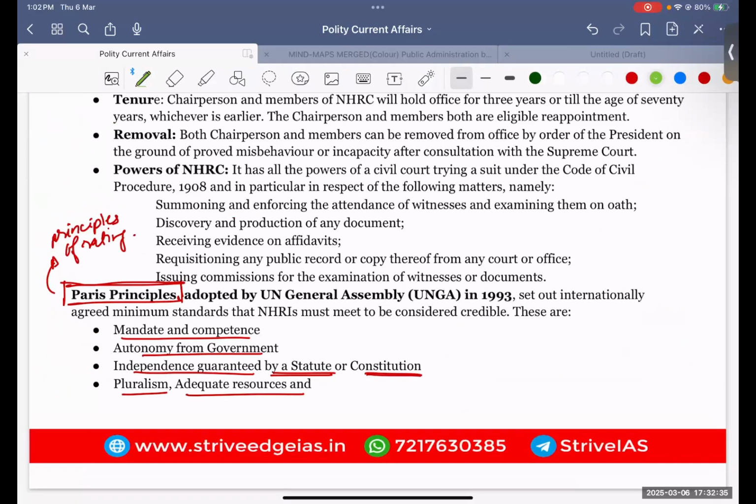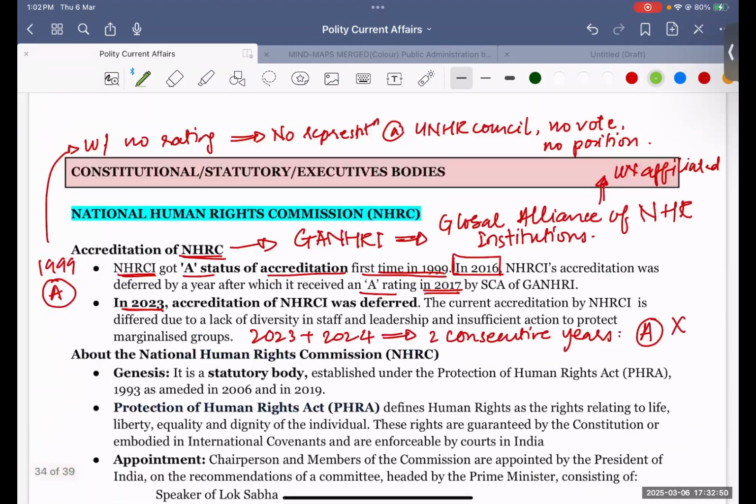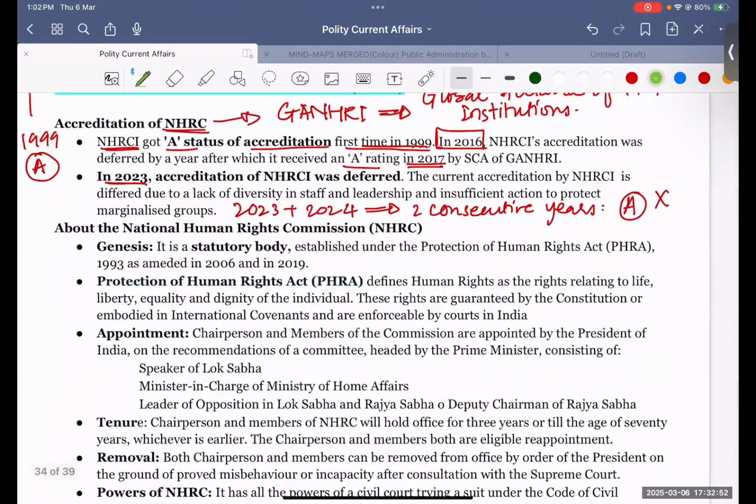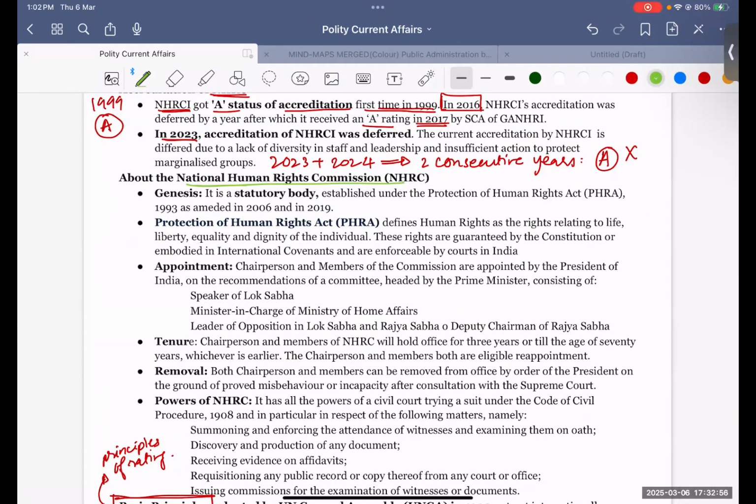So it is seen that the Indian NHRC is lacking in this. That's why this institute decided to suspend its rating. Okay, so this was the entire story behind it. So now let us do a little something about the NHRC. So what is NHRC? It is a statutory body. It is not constitutional. Okay, it is statutory because it is established under the Protection of Human Rights Act.